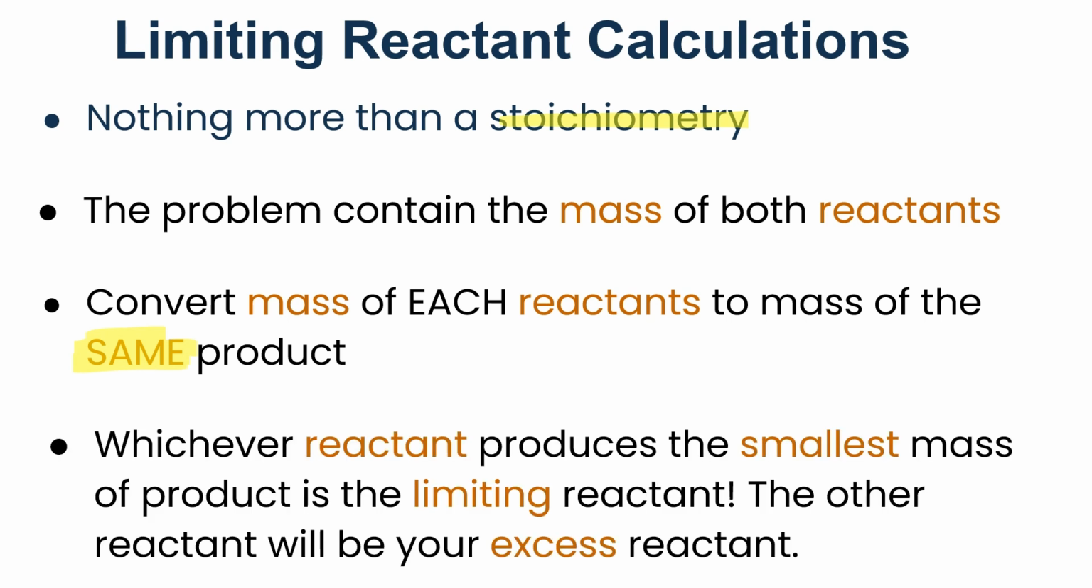And whichever reactant produces the smallest mass of the product is your limiting reactant. So whatever produces the smallest mass of product is the limiting reactant. And the other reactant is going to be in excess.